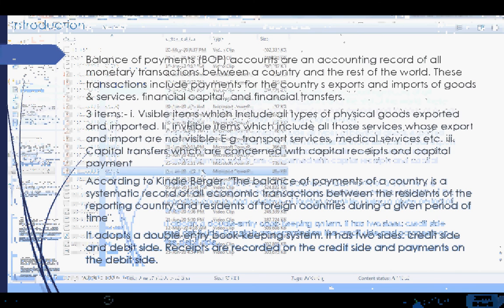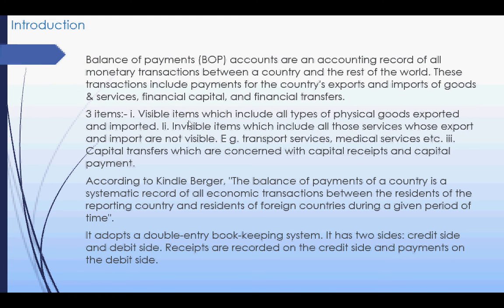Balance of payment. The balance of payment concept is an important question. In most of the question papers we can see questions on this topic. So now let's begin to understand the basic concepts of balance of payment.